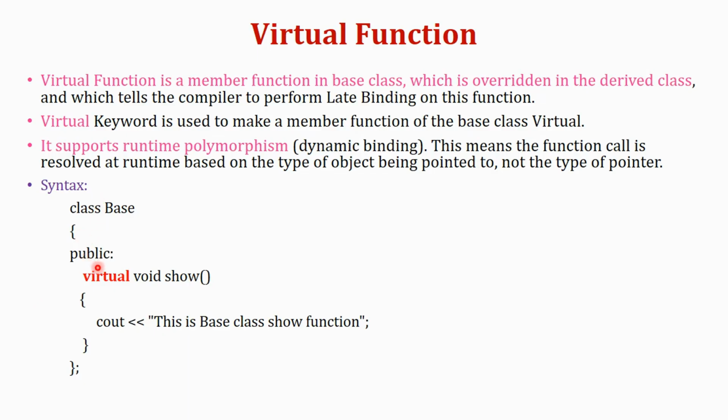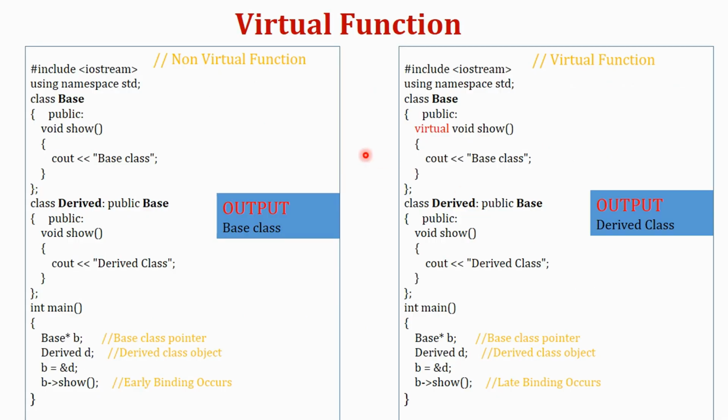The syntax: base class here, and next the public is the access specifier. Here void show is a normal function. In prefix, if you add the virtual keyword, the function becomes a virtual function. Then within the braces, we can implement any code here. So here is the difference between non-virtual function and virtual functions: how it will invoke the normal function, and how it will work in the virtual functions.